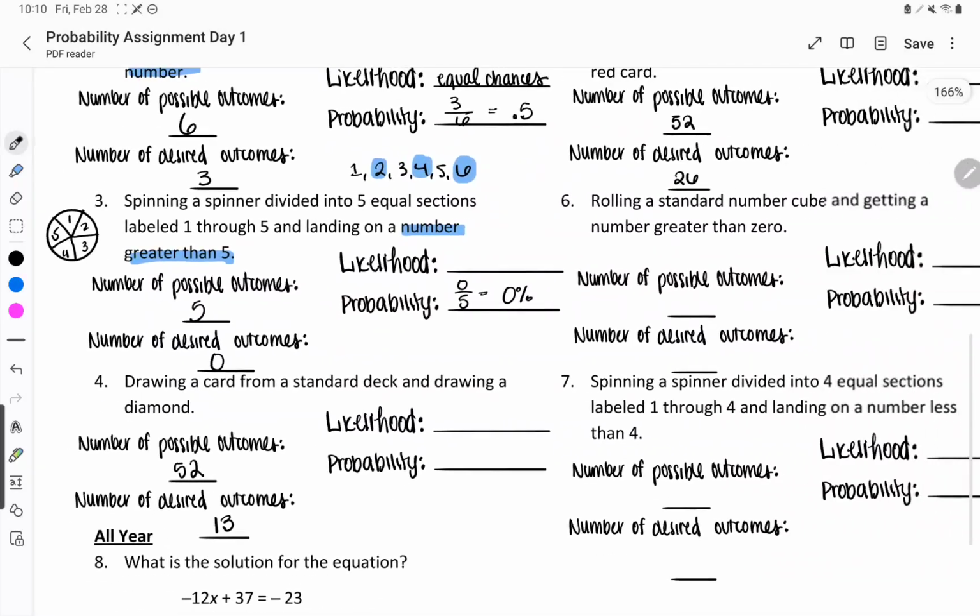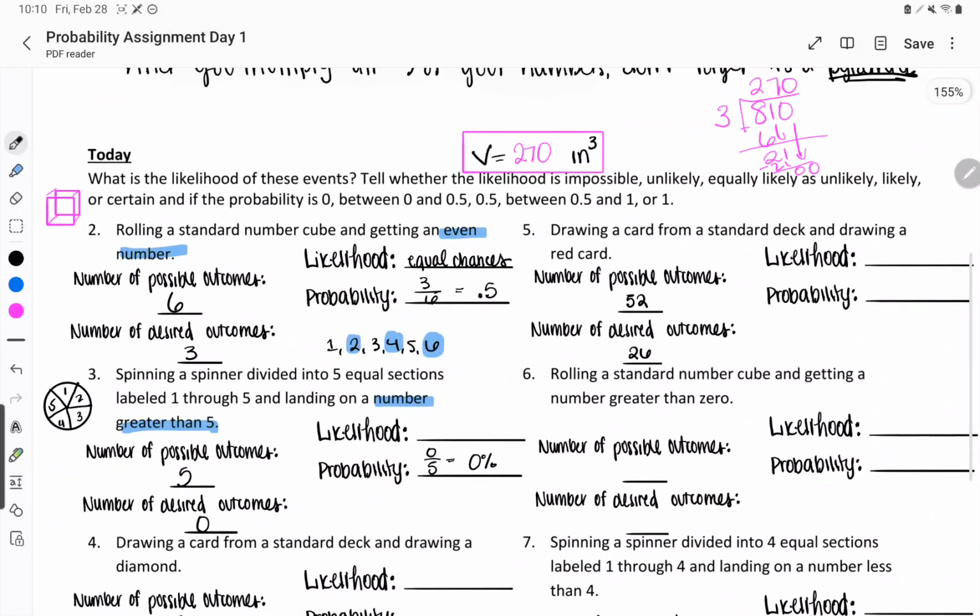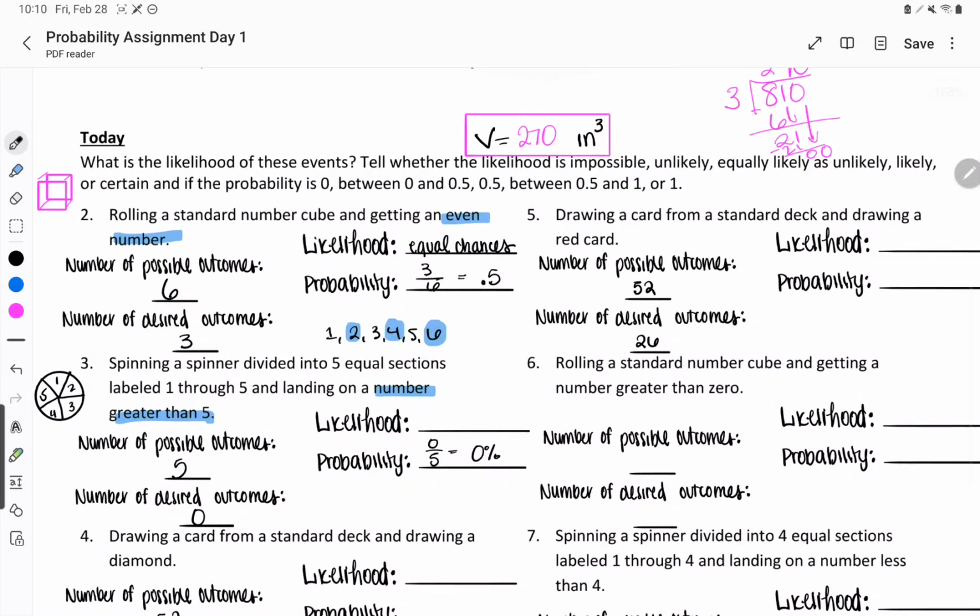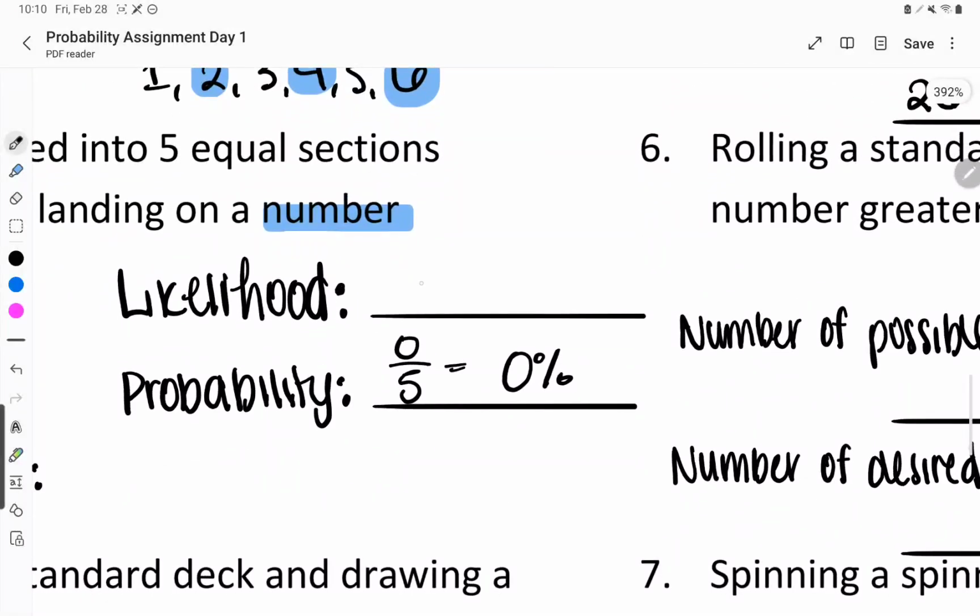So what is that? Impossible, unlikely, equally likely as unlikely, likely, or certain. If there's a 0% chance of this happening, it is impossible for it to occur.